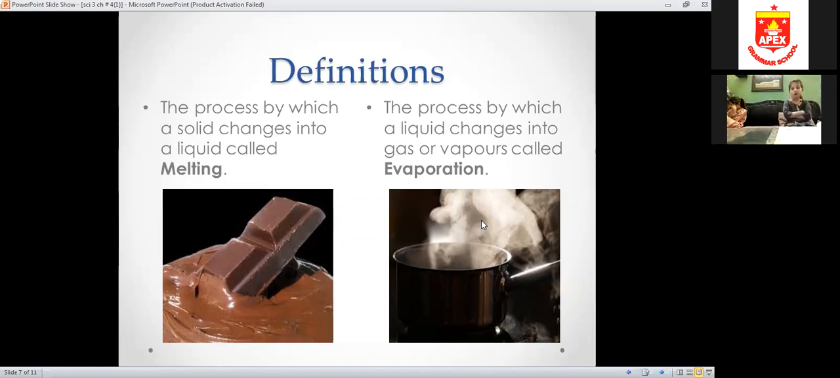Again, I'm repeating: when this solid chocolate changes into liquid, this process is known as melting. And when this liquid water changes into gas, you can see there are bubbles of gas. When water changes into gaseous form, this process is known as evaporation.